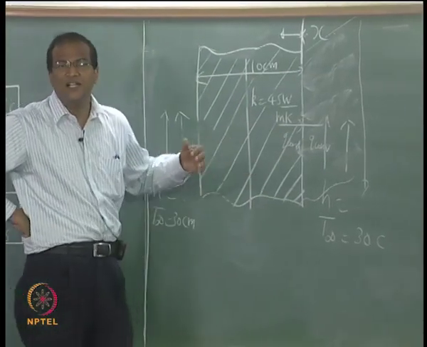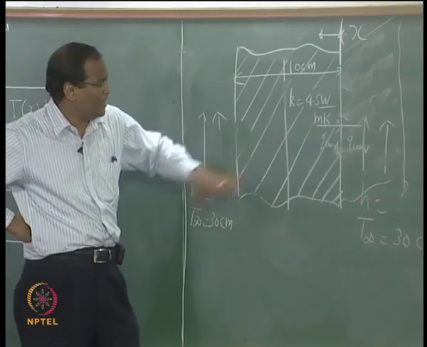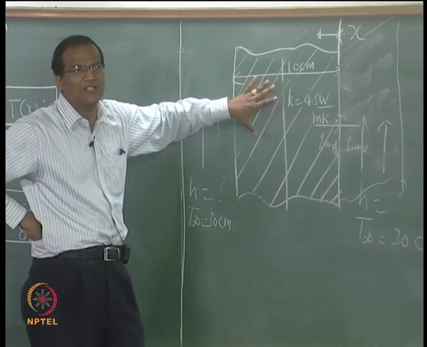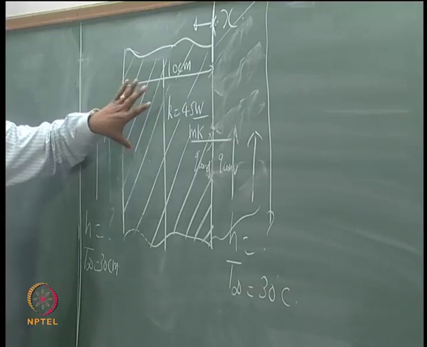Okay, so I pose it, this is typically what is called as the inverse problem. I have a mathematical model for this. The mathematical model for this is d square t by dx square plus qv by k equal to 0.